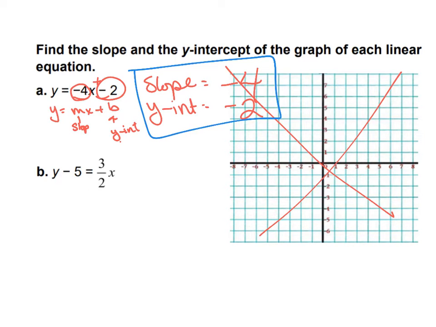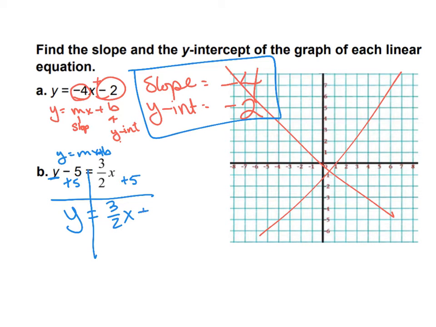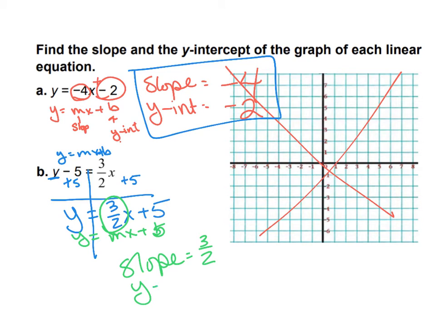Here, we don't have it in y equals mx plus b. We have to get it there. We need to get y by itself. We've done this before. We're going to add 5 to both sides. So now we have y by itself. We have 3/2 x plus 5. Now we have y equals mx plus b. Whoops, that should be a b. So our slope is what's right before the x, 3/2. Our y-intercept is what we are adding. In this case, we're adding a positive, so our y-intercept is 5.